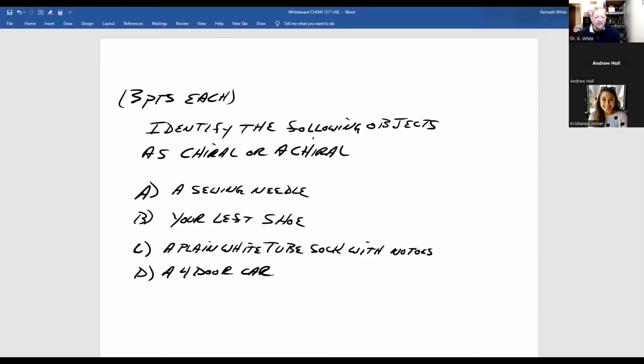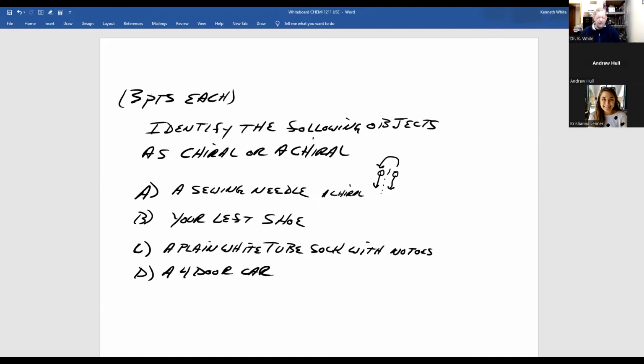All right, is a sewing needle chiral or achiral? Here's my sewing needle, and here's my mirror image. I could pick this up and superimpose it. And therefore, that's achiral.